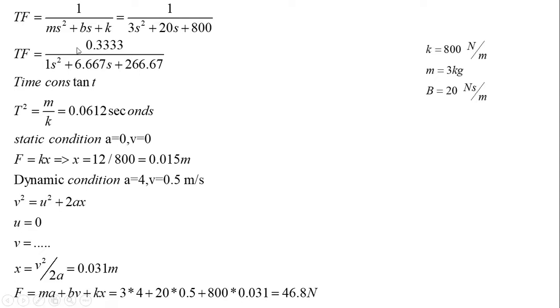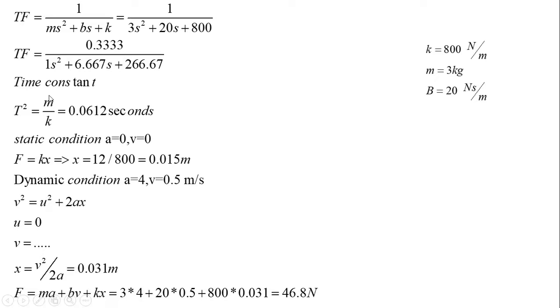Now this is the formula for the transfer function. As it is a spring mass damper system, you have to remember this formula. Remember, students, this is a very important formula. Transfer function is equal to 1 upon ms square plus bs plus k. If you put all these values here, m is 3, b is equal to 20, and k is 800, then your final answer for the transfer function will be like this.